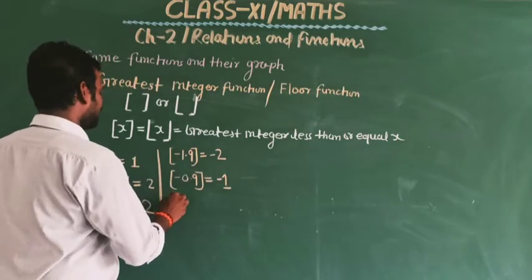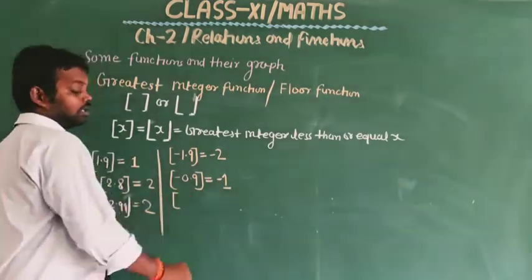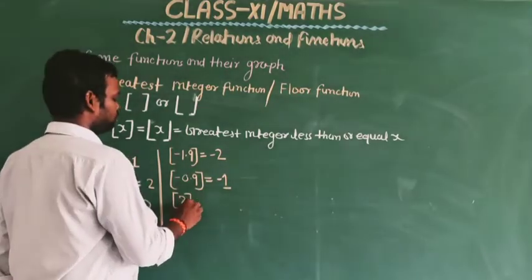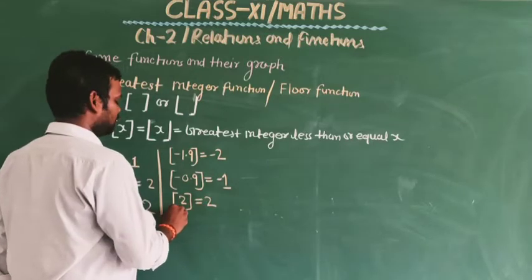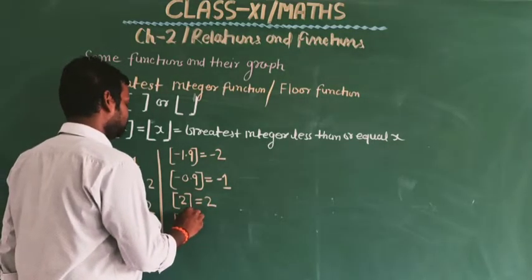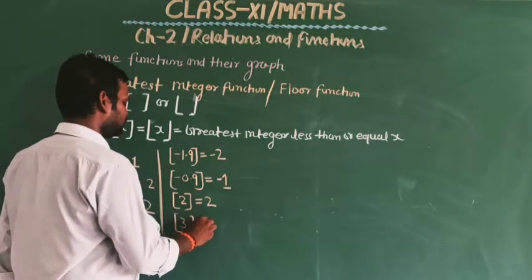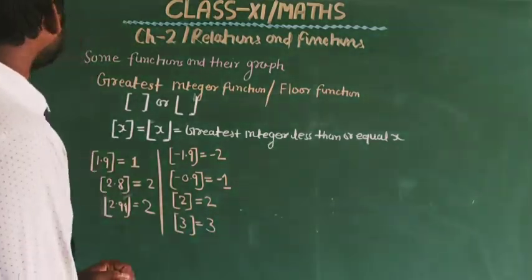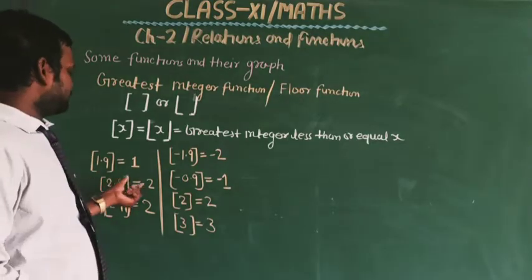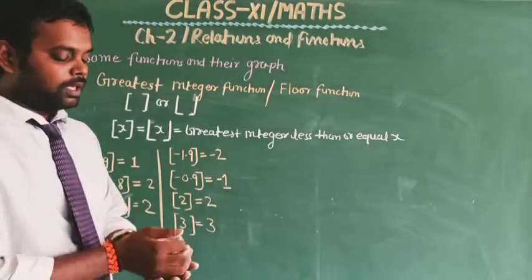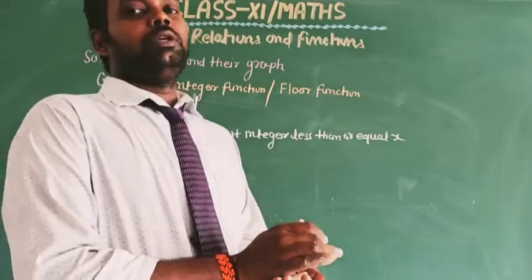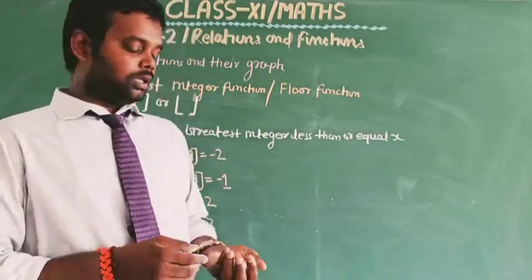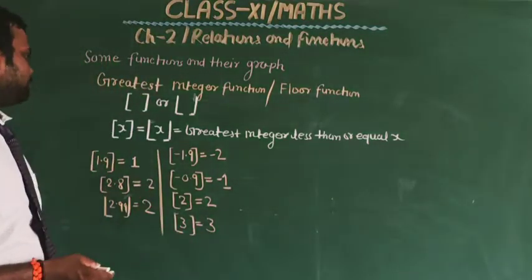But at the exact value, that means at 2 it is equal to 2, or at 3 it is equal to 3. Okay. So this is the greatest integer function. And now if you ask what is its domain and range, this is very clear from the examples.